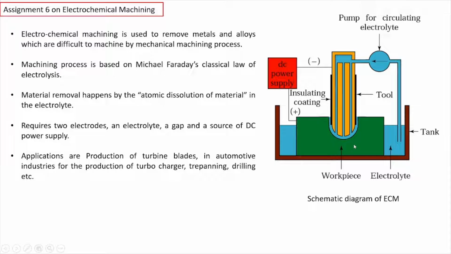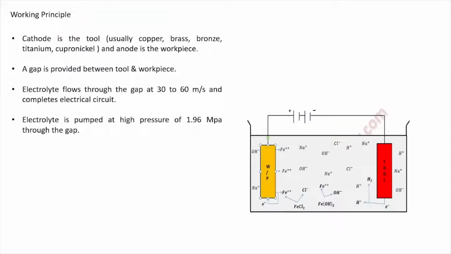Actually it's hugely used in the production of turbine blades in the aerospace industry, and in the automotive industry for the production of turbochargers, trepanning or drilling processes. So we can see that the electrochemical machining process is hugely used. Now, how does the process actually work?